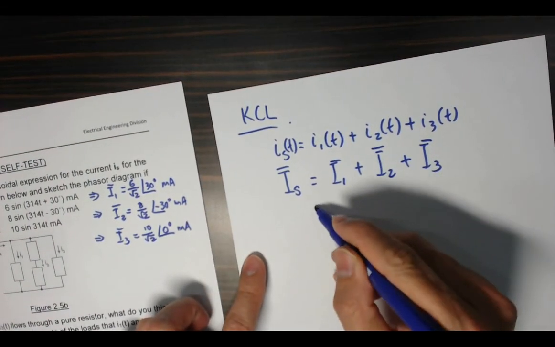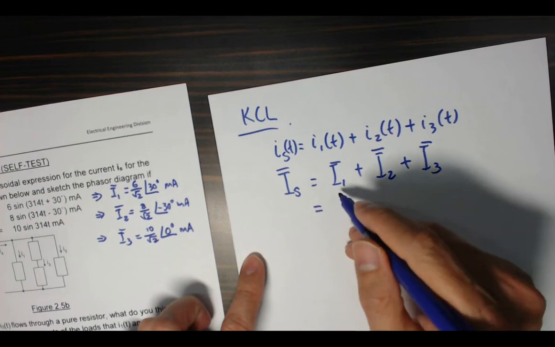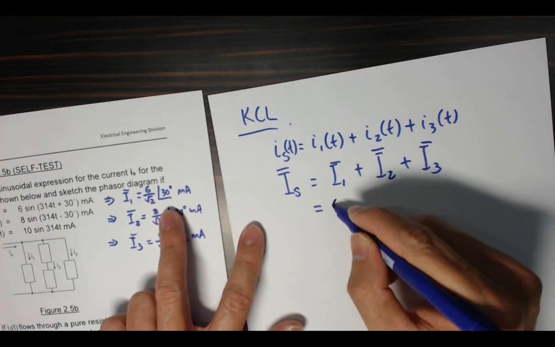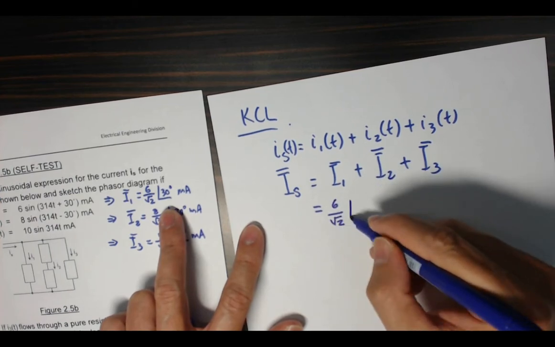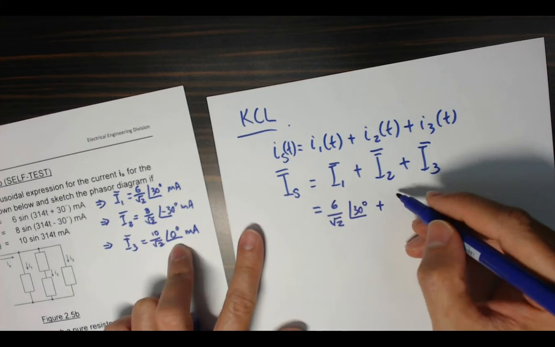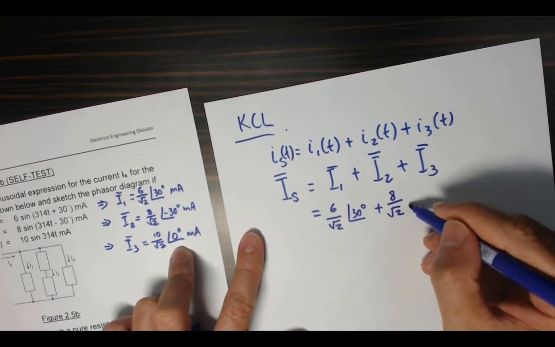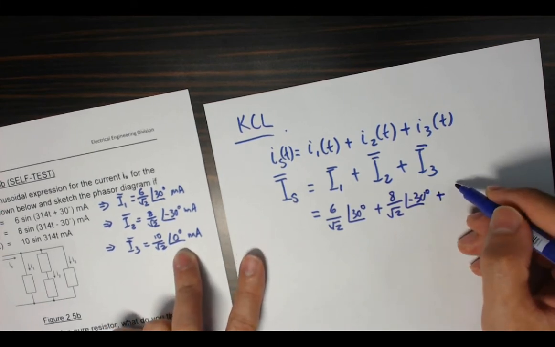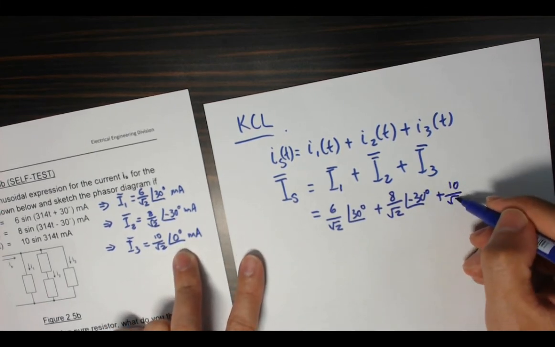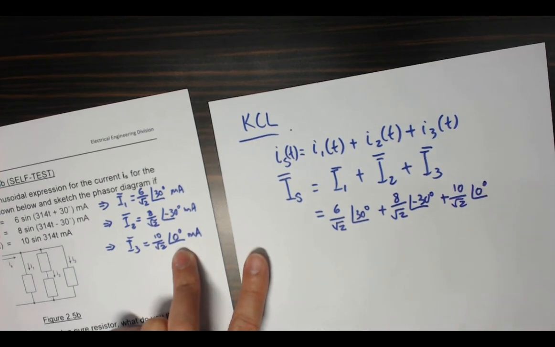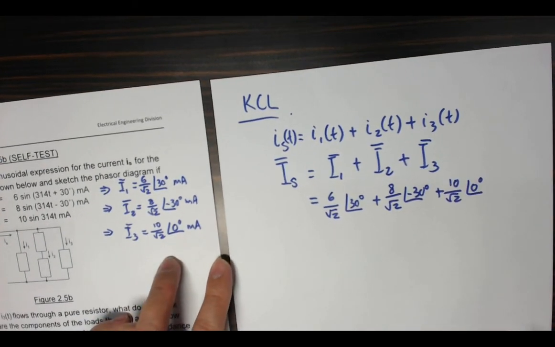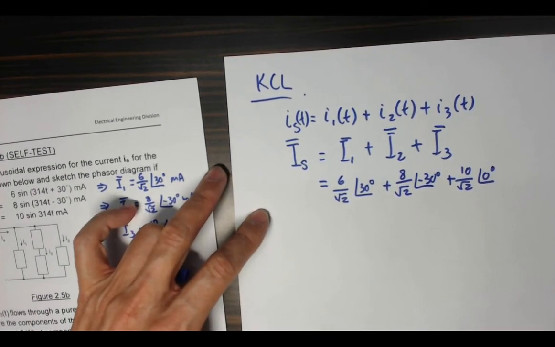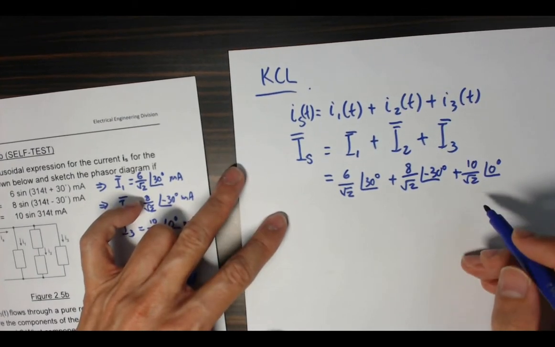So for this, if I want to find the total current in phasor format, I need to add them up, right? 6 over root 2 angle 30 degrees plus 8 over root 2 angle minus 30 degrees, and finally 10 over root 2 angle 0. Now for phasors, I can't just add like that, so I have to convert all to rectangular format, then I sum them up together.